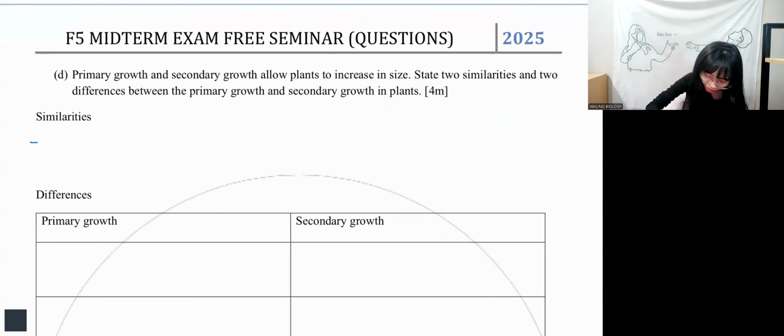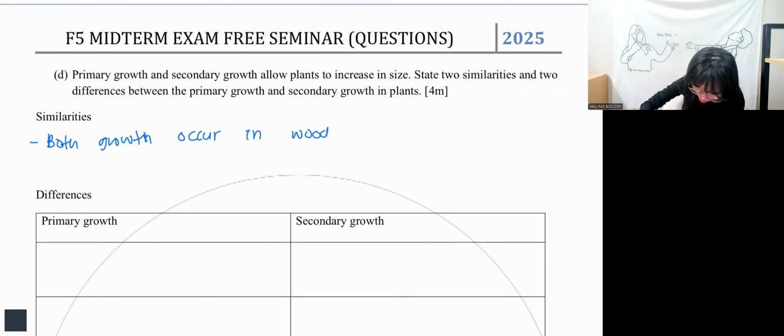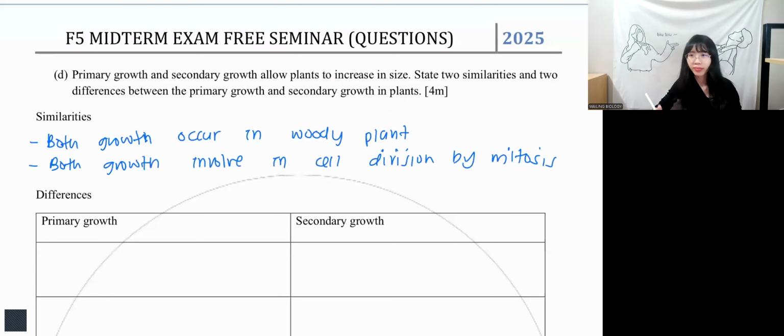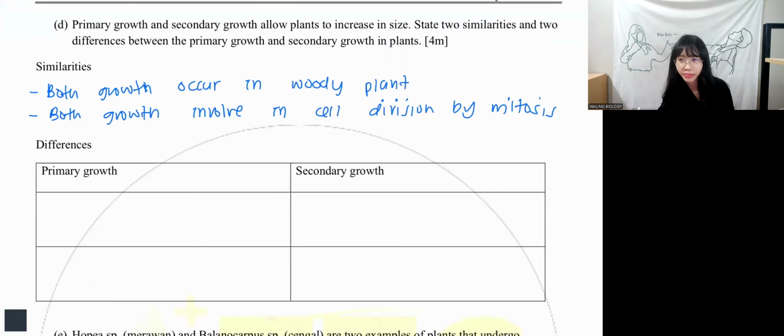So the similarity, we can say both growth occurs in woody plants. Next, both growth involve cell division by mitosis.